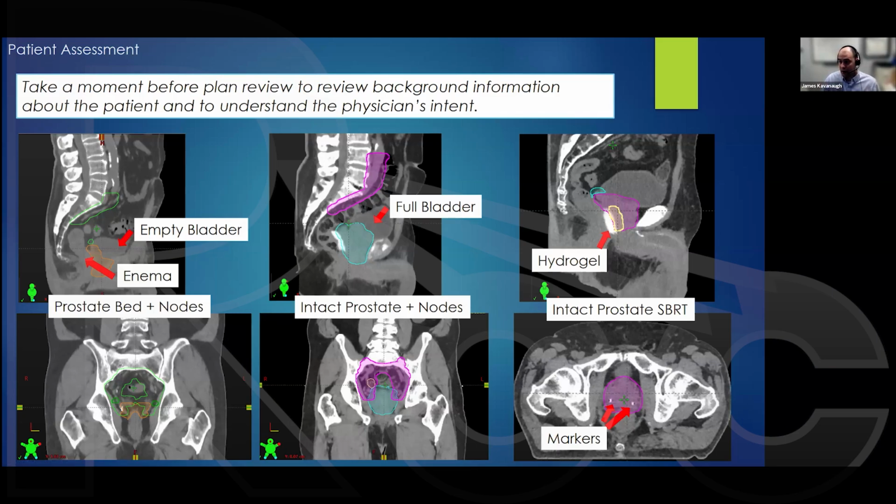So in our clinic, for all of our prostate, or basically all of our prostate SBRTs, we use this hydrogel. It is implanted into the patient prior to coming to our radiation therapy clinic. It's used for 2 reasons.